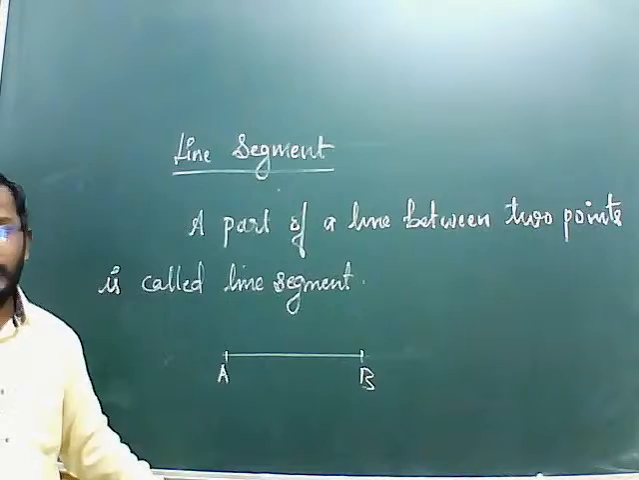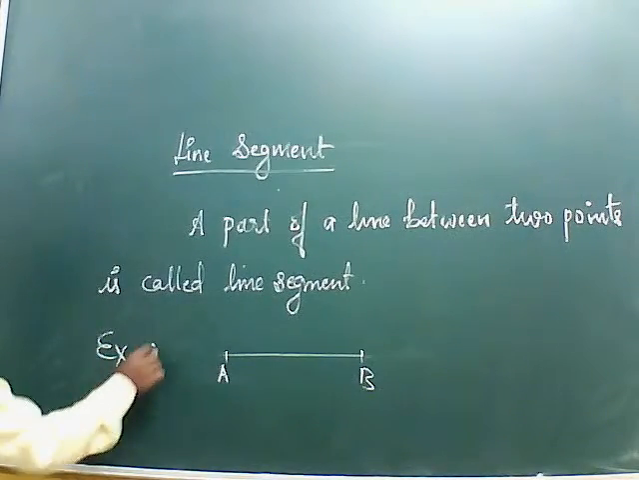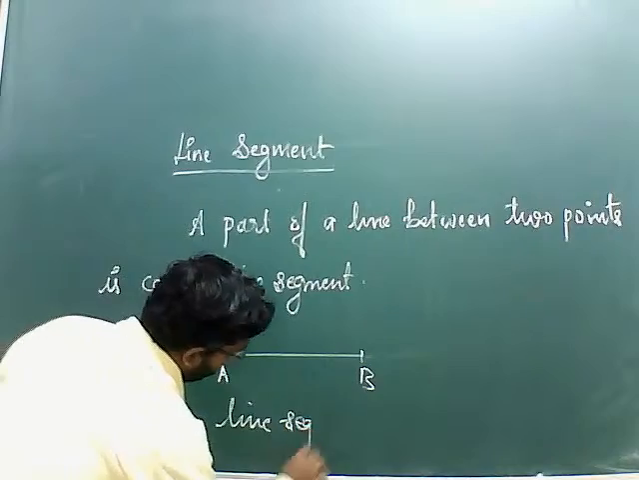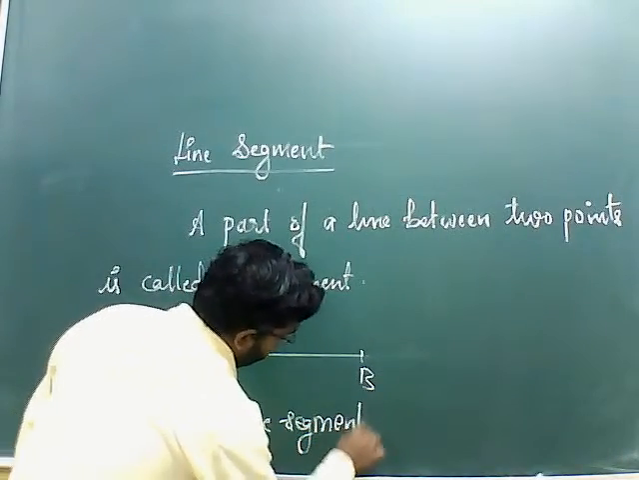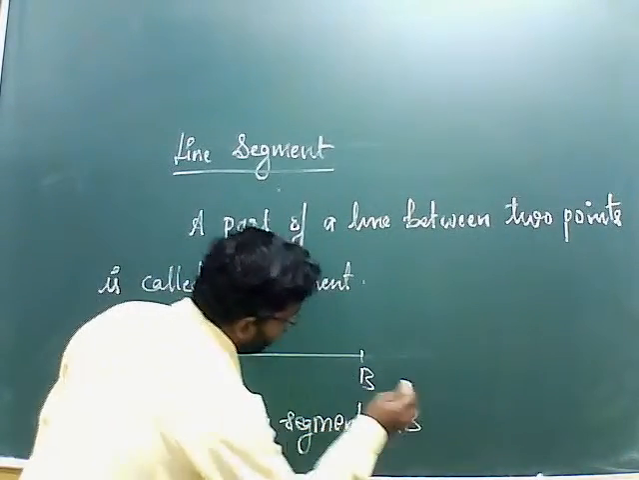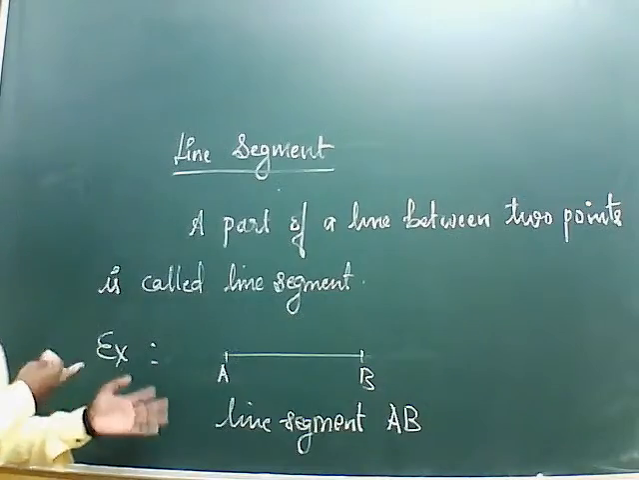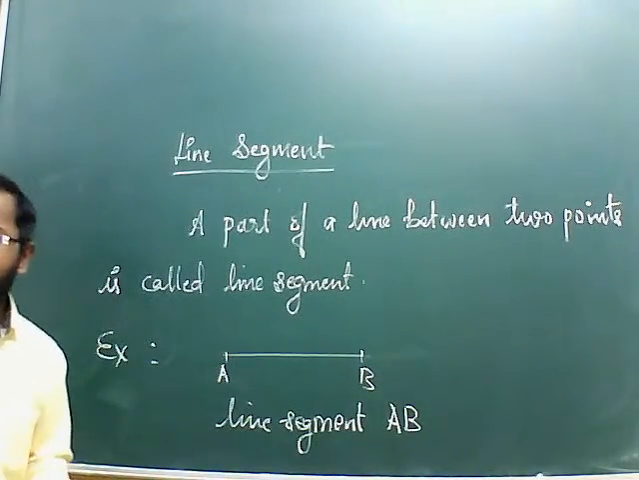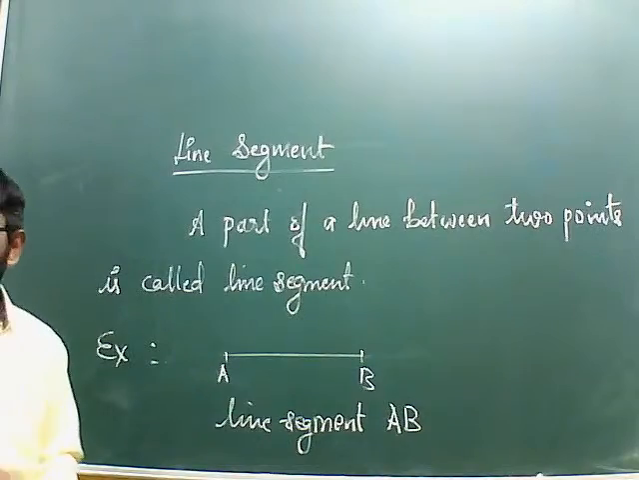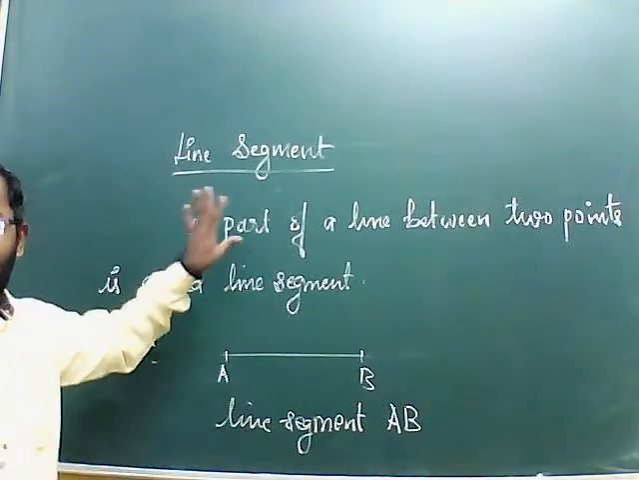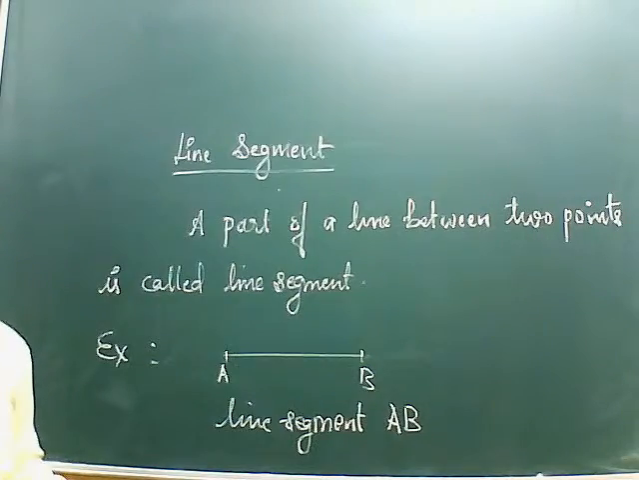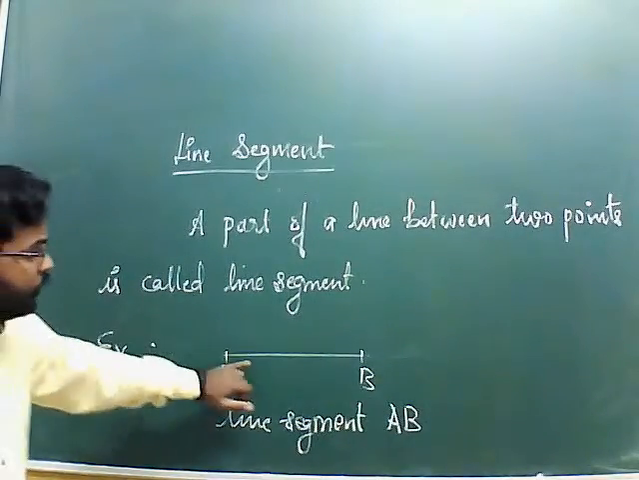And how to name this one? To name this, you can write line segment AB. Like that, we can make line segment PQ. We know how you write the points in the notebook. Don't worry, I'll send the pics and the photos after this class in your WhatsApp group.